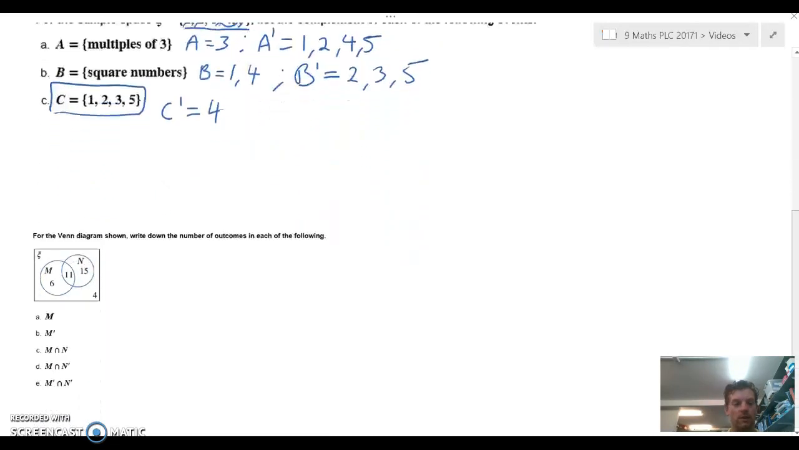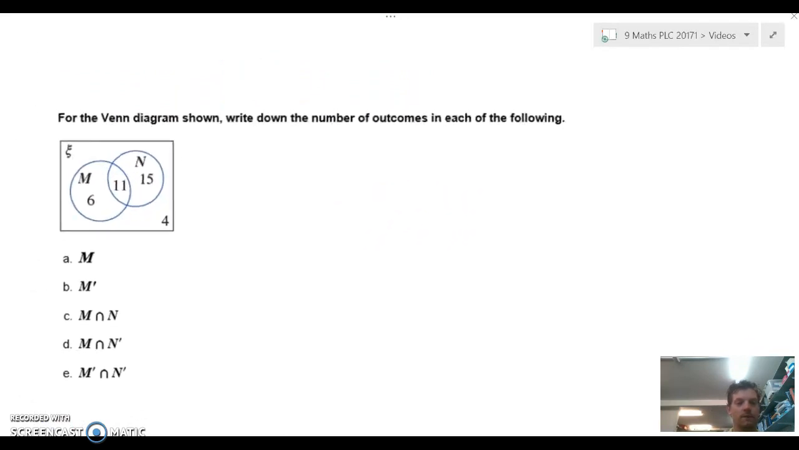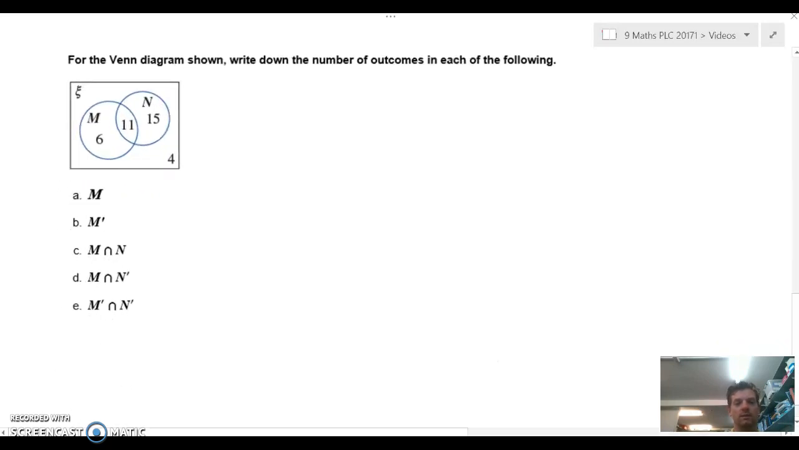Let's have a look at a different example here and how this can be applied to a Venn diagram. We've got a Venn diagram here and we've written down the numbers, the outcomes that they come in. This could be anything. It could be, say, 2 events such as the number of people playing marbles and the number of people playing netball. What we're asked to do here is write down the number of outcomes for each of the following.